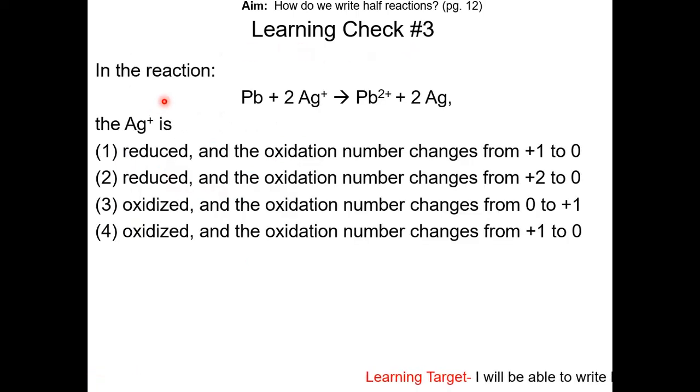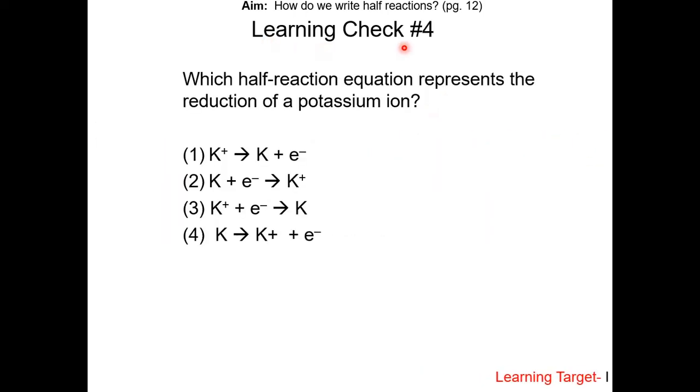Learning check number 3. In the reaction, the silver ion is what? Pause the video and resume when completed. The silver is going from +1 to 0, so it is reduced. Answer is choice 1.